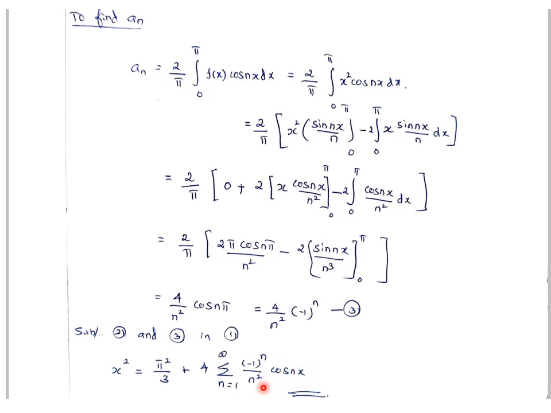Hence, the Fourier series expression for the function x square is x square equal to pi square by 3 plus 4 into summation n equal to 1 to infinity of minus 1 whole to the power of n by n square into cos nx.